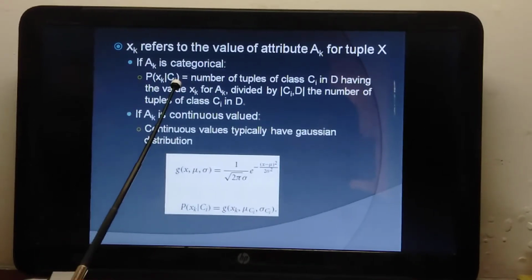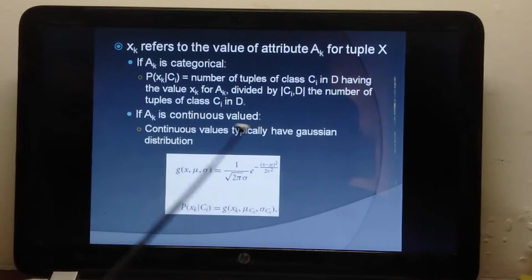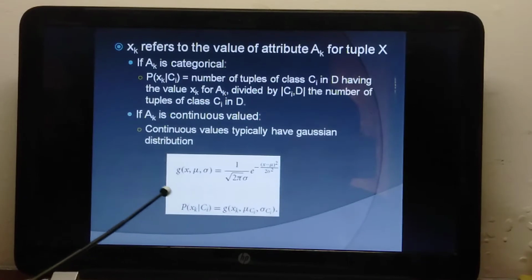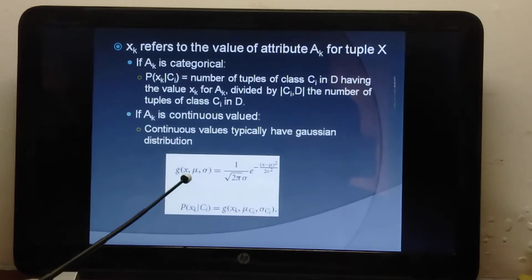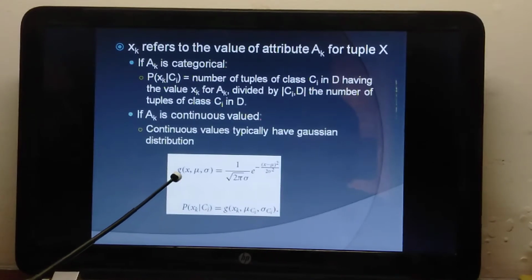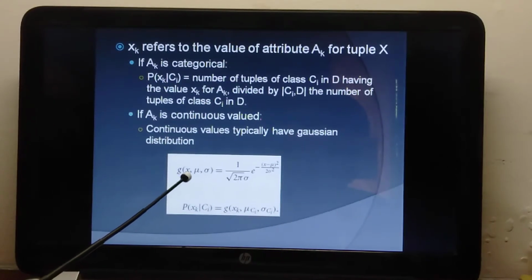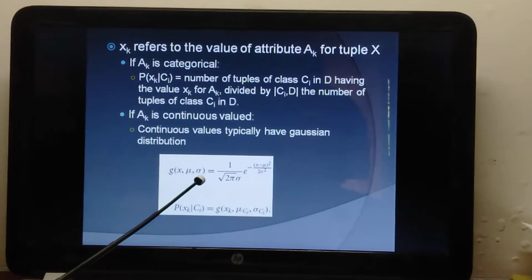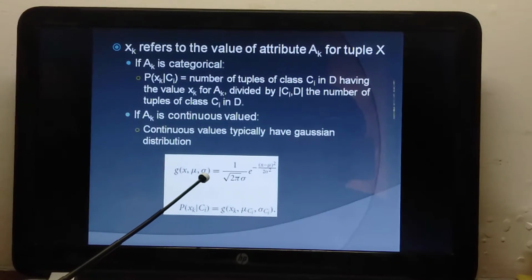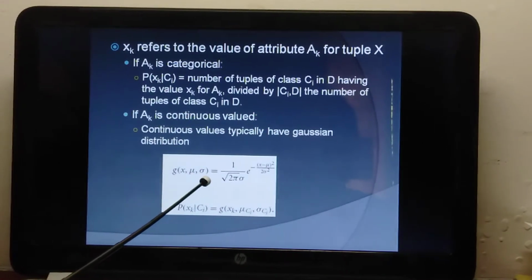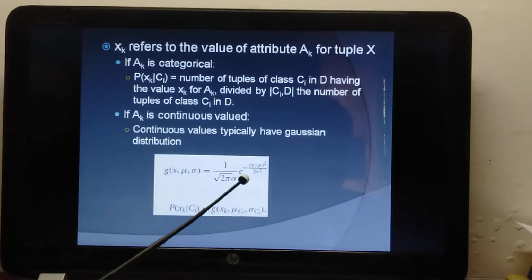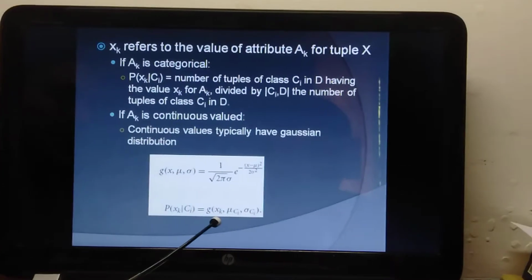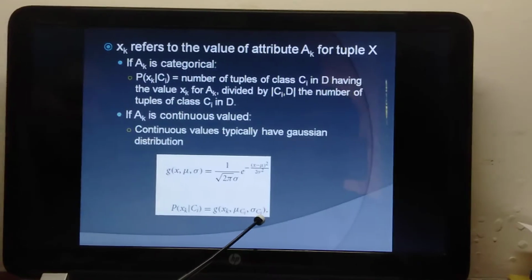Now if we have continuous values, meaning numbers, then we use the Gaussian distribution. All you need to do is find the Gaussian distribution of x for that particular attribute, with the mean value mu and sigma, the standard deviation. Now you know how to find the mean value and the standard deviation. Just apply them into this formula and you will get the value of P of xk given Ci, which is G of xk, mu Ci, sigma Ci.